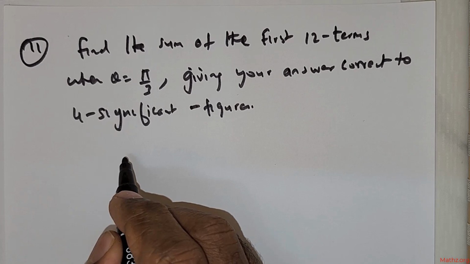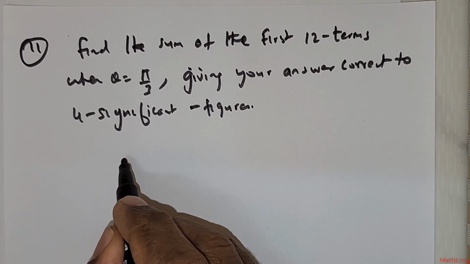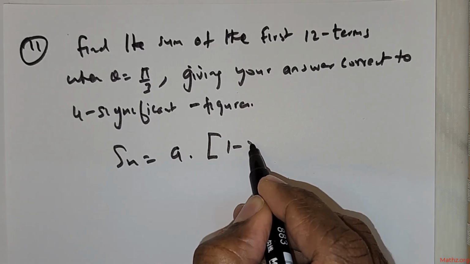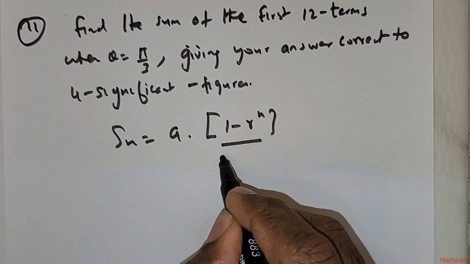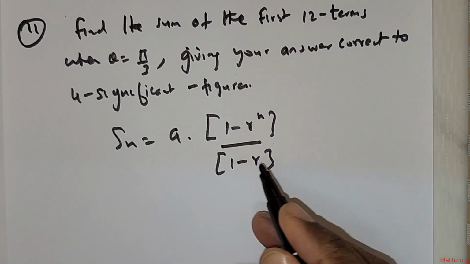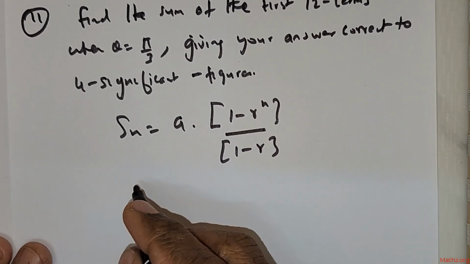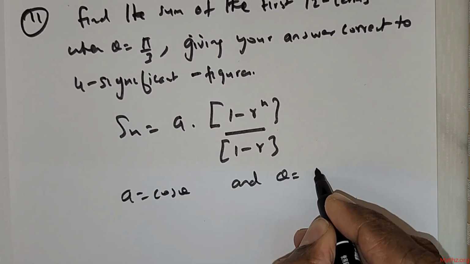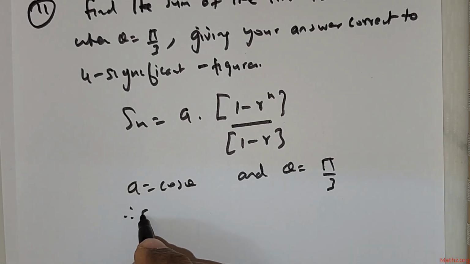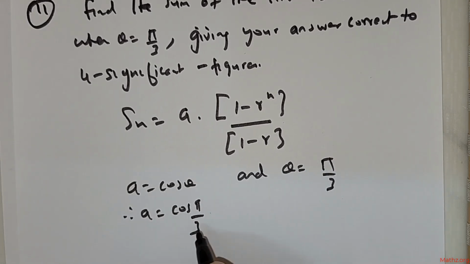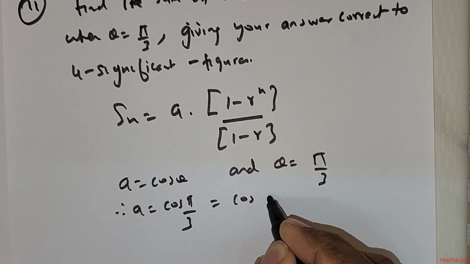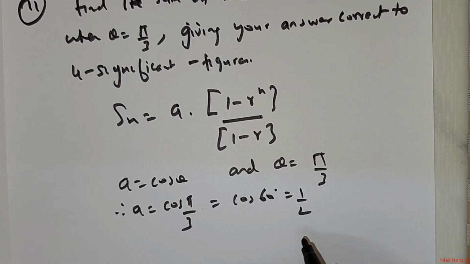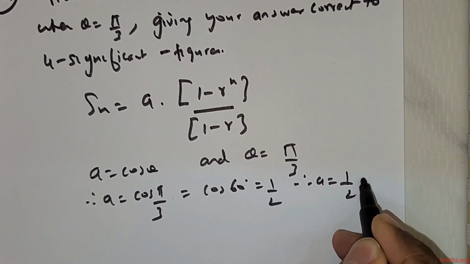So what is the formula? We have a formula for that, which is Sn is equal to a times 1 negative r raised to the power of n over 1 negative r. This is the formula. Now what is the first term? First term is cos theta. And what is theta? Pi over 3. So therefore a is equal to cos pi over 3. What is cos pi over 3? That's going to be cos 60. And what is cos 60? 1 over 2. So therefore the a value is 1 over 2.